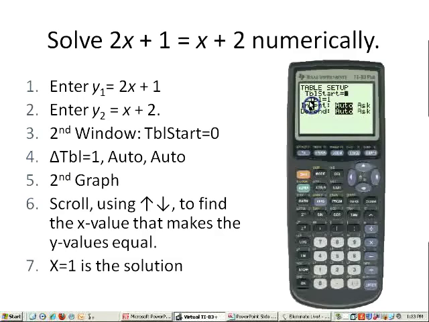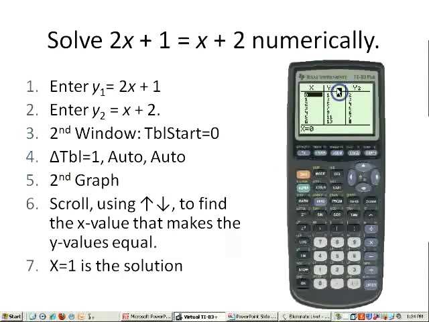We want to start with this next row, this delta table. That means the change in your table, how your x increments from one row to the next. We want that to be 1. Then we want independent and dependent to both say auto so that the table will fill itself in automatically. To go to the table, it's under the graph key, so we do second graph, and you'll see the table.